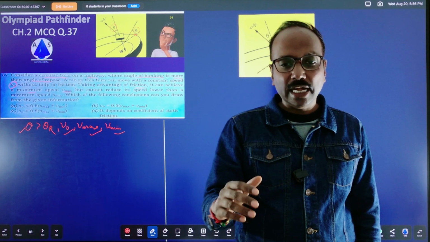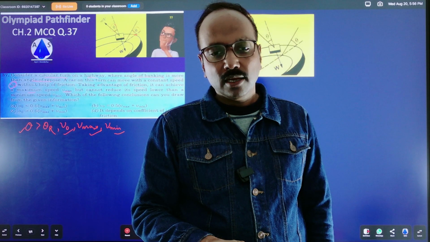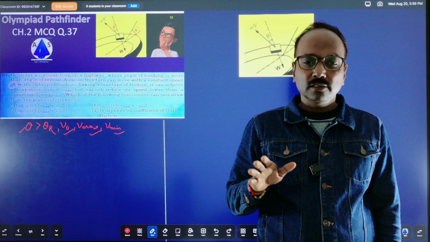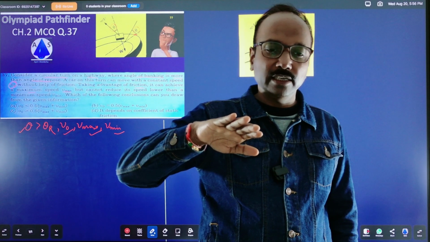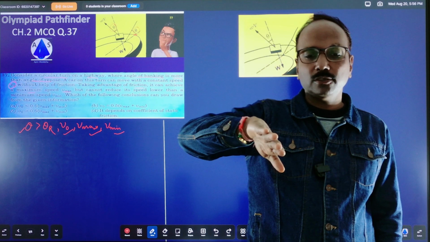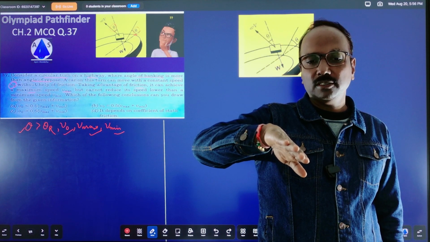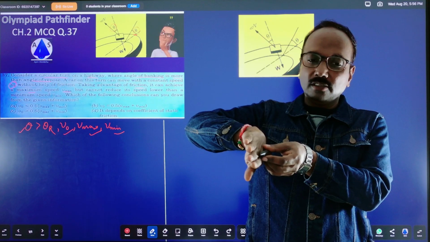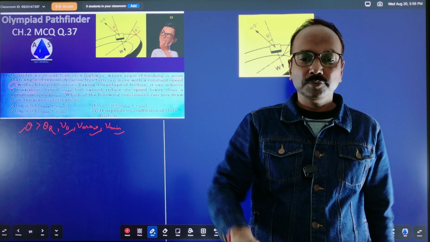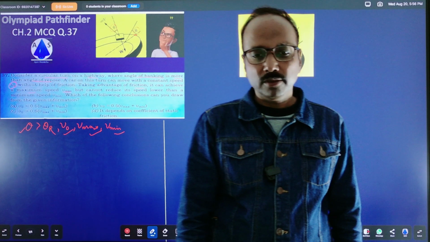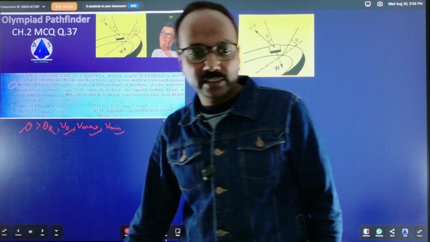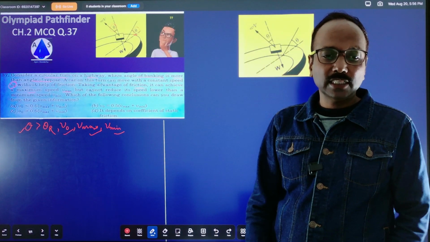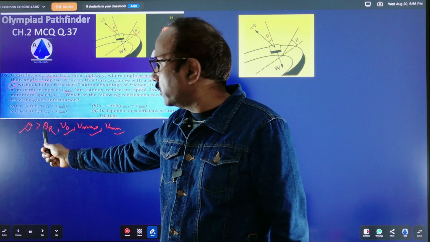To avoid that, on a circular path, banking is done. Banking is done means a slope is given. So that angle theta, angle of banking, is greater than your angle of repose.